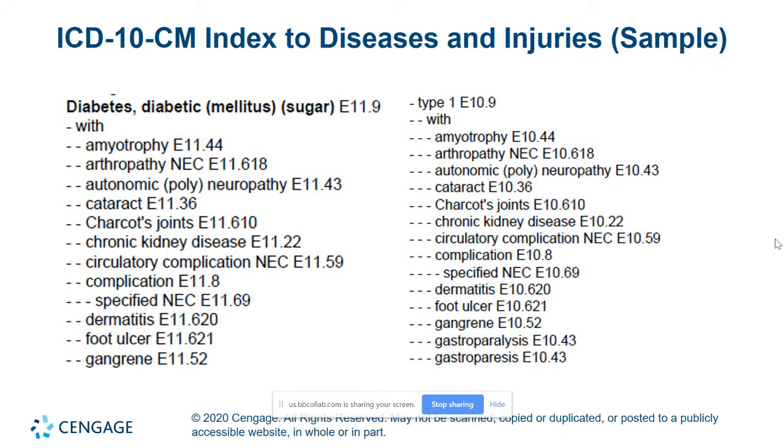So this was a screenshot of the PDF file. Again, you can see if we were looking for diabetes with, we want to find type 1. So your type 1 and your with are on the same level. So you want to go type 1 and then look under that with if you were looking for type 1 diabetes with complication, not just diabetes with complications.